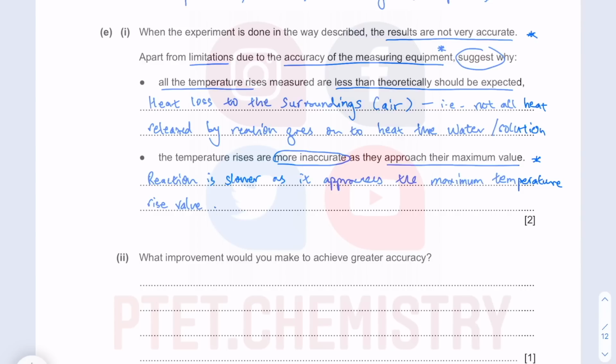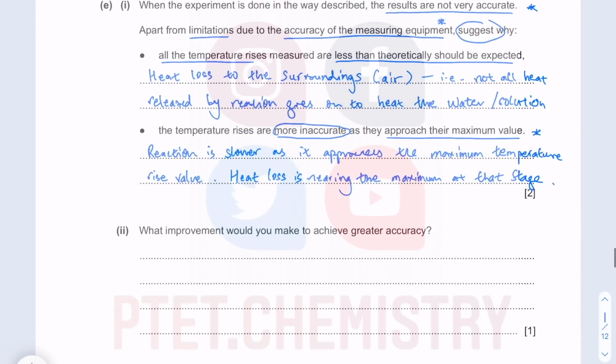So what we could say is that because the reaction is slower, the heat loss is a lot greater. Heat loss is nearing the maximum at that stage. As a result of that, your value on the y-axis, which is the temperature rise, becomes more and more inaccurate as it approaches that maximum value.